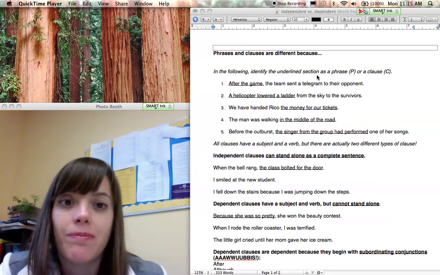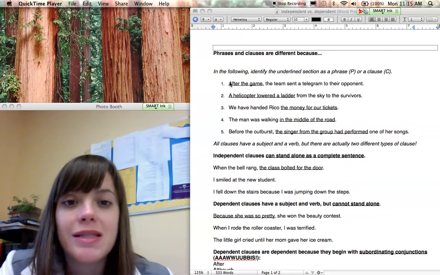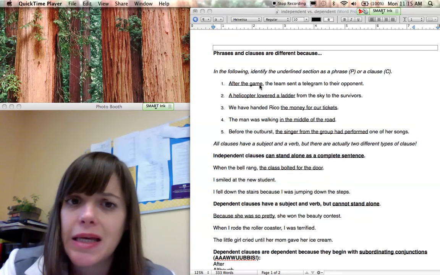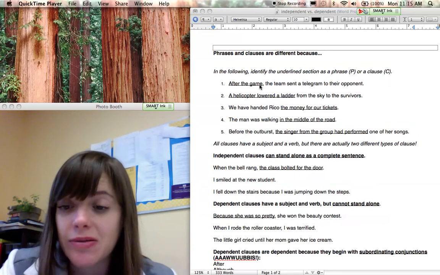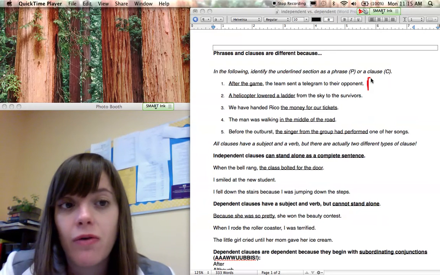So let's look at number 1. After the game, the team sent a telegram to their opponent. Our underlined section is "after the game." Looking at this, I don't see any verbs, definitely. So I know it can't be a clause because I don't have a subject and a verb. So I'm going to put phrase.